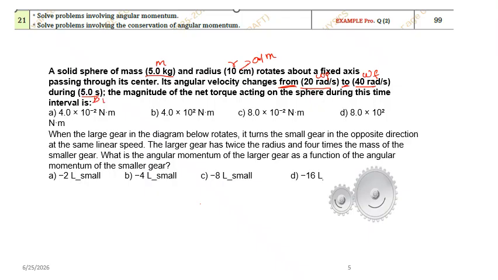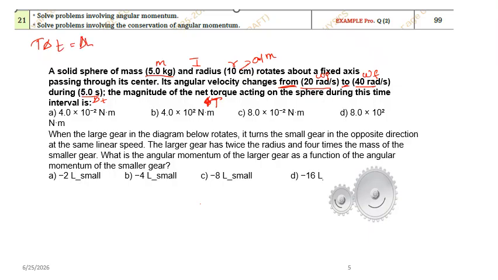And what we actually need is torque. Mass and radius are given, so moment of inertia I is given. Omega i and omega f are given, which means delta L I can calculate. Delta t is also given, and torque I need. So which equation will be connecting? It is the angular impulse and angular momentum theorem. So what will that be? Torque into delta t will be equal to delta L.